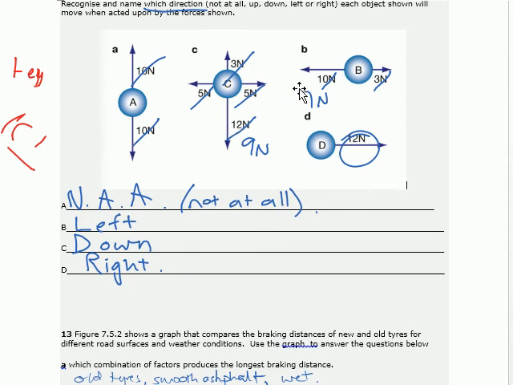Now, B is also pretty simple. You've got more force going left than you have going right. Therefore, it's going to go left.